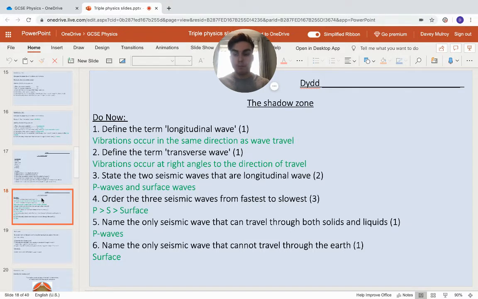Question 5, name the only seismic wave that can travel through both solids and liquids. Those are our P waves. And finally, name the only seismic wave that can travel through the Earth. Those are surface waves. Kind of in the name, isn't it?